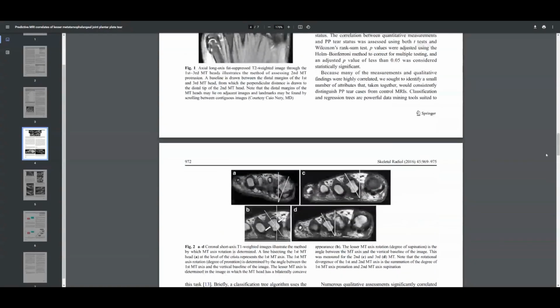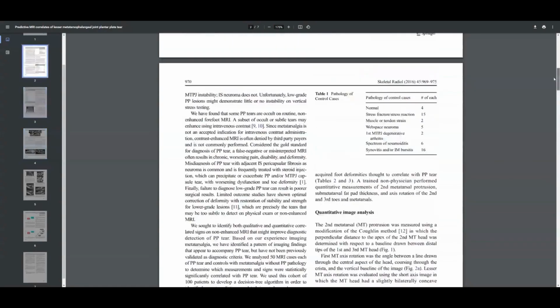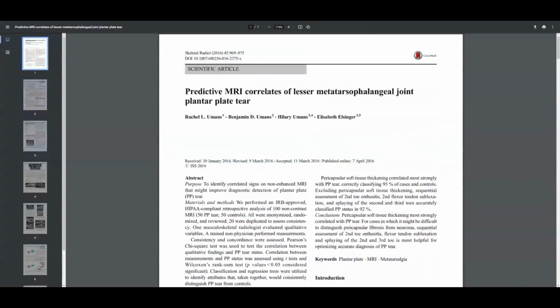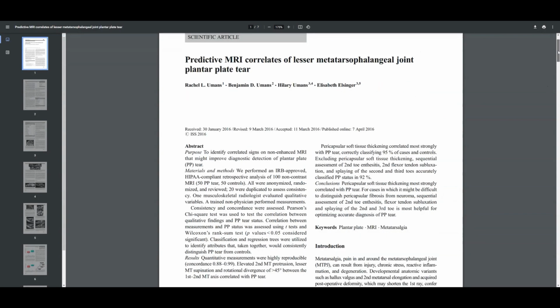In looking at some of the great original work that's done in this area, I really learned a lot from this predictive MRI correlates of lesser MTP joint tears by Ullmans and Elzinger.